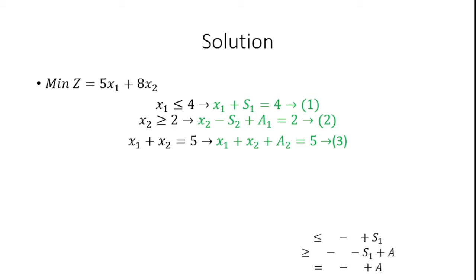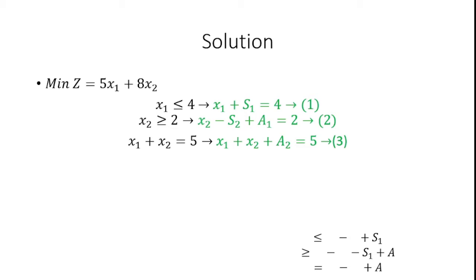Here I can directly add the artificial variable because the constraint equation already has an equal to sign, so I won't introduce a slack variable to convert an inequality into an equality, because the equation is already in equality form. I just introduce an artificial variable into that equation. So x1 plus x2 plus a2 is equal to 5. Likewise, I only add the artificial variable into that equality equation.